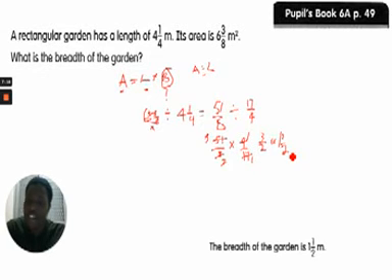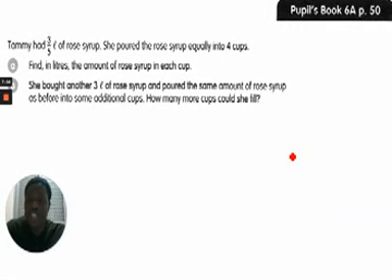I hope you understand. Come with me and let's do another example for you to understand more. We're doing word problems in our student book. Okay, here we are. Let's go to page 50. We have 2 questions here. Tammy had 3 over 5 liters of rose syrup. She poured the rose syrup equally into 4 cups. A, find in liters, the amount of rose syrup each cup had.